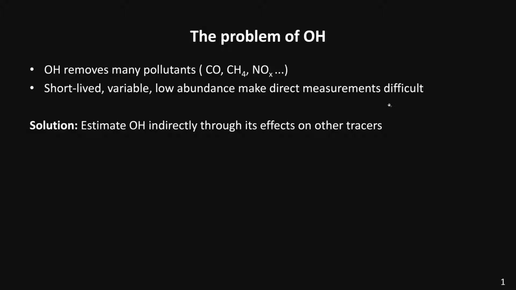So one solution to the problem, and the one I'll discuss, is to estimate OH indirectly by studying other tracers. And the basic idea behind that is to look at the growth rate of other tracers that are removed by OH, and then when a tracer is growing a lot in a year, then maybe OH was low, and vice versa, which is very simplistic, but that's the basic concept.